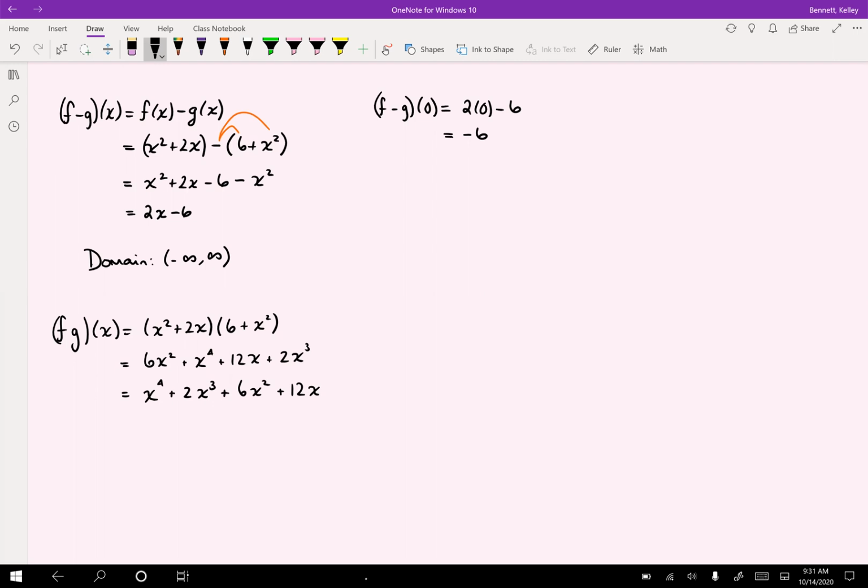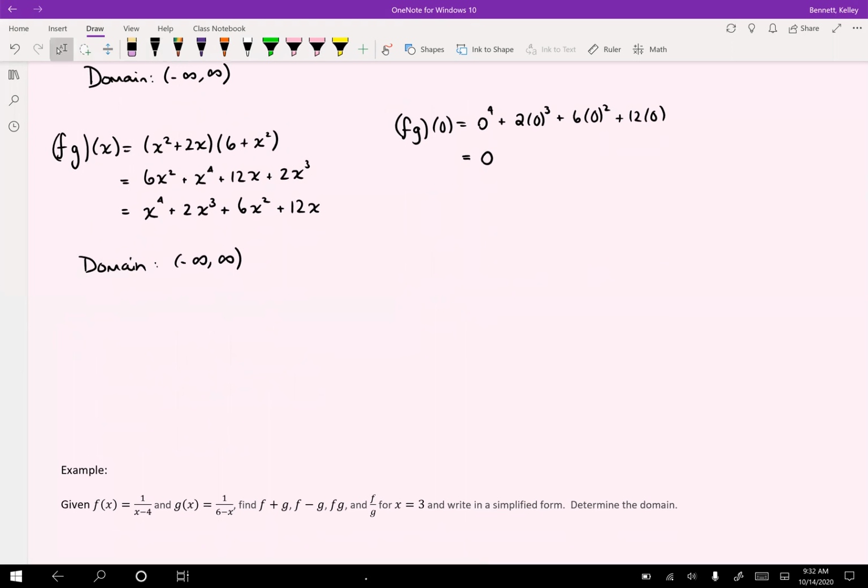And again, this is another polynomial. So our domain is negative infinity to infinity, right? We're not going to have any division by 0, no square root of negative numbers, no problems. So if I wanted to say compute f times g of 0, I'm just going to plug in 0. So that's 0 to the 4th plus 2 times 0 cubed plus 6 times 0 squared plus 12 times 0. And each one of these terms is 0, so the sum of all these zeros is 0.